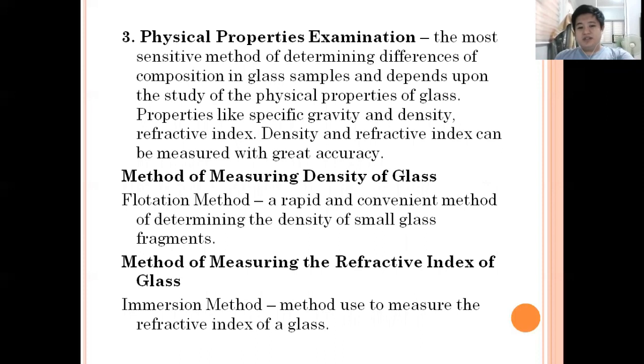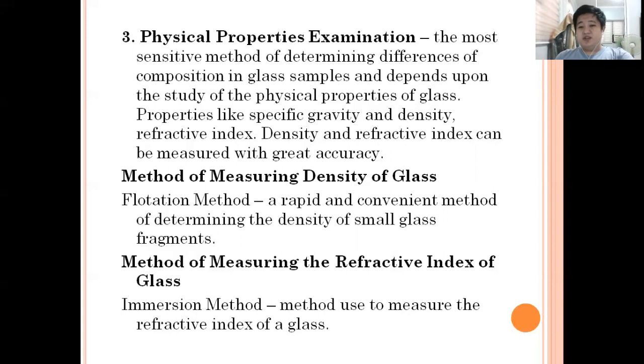For the physical properties examination, commonly this is the best and the most sensitive method in determining the difference in the composition of glasses. Commonly, it is the same as the spectrographic test, but there are different methods in order for the physical properties examination to be done. So commonly, the glass sample depends upon the study of the physical properties of glass. Properties like specific gravity, density, and refractive index are the common things that will be analyzed by this physical properties examination.